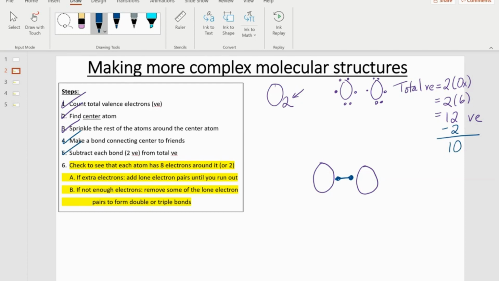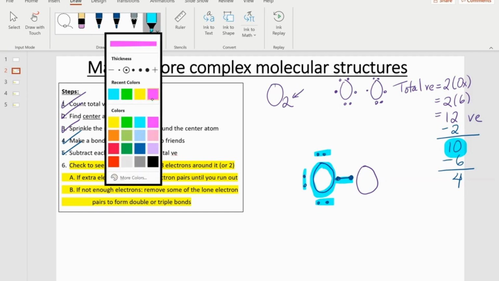Now, step 6 is where we're really going to think about stuff. We're going to check that every single atom has 8 around it, because these are not hydrogen. This oxygen right here only has 2 electrons around it right now. It needs 8, so we're going to use this 10 and help ourselves out. It has 2 and needs 6 more to get to 8. So we do 1, 2, 3, 4, 5, 6, because that takes our total from 2, 4, 6 to 8. Since we just added those 6, we need to subtract them, so we have 4 left.